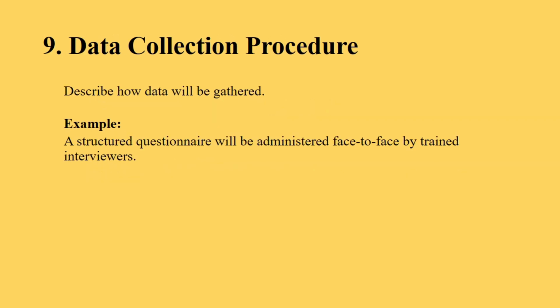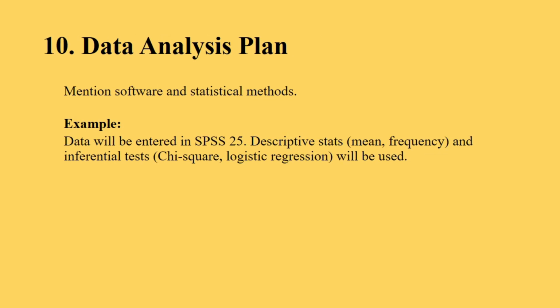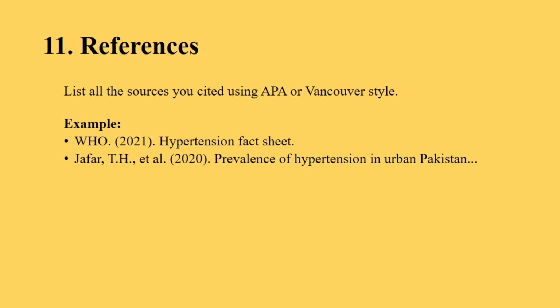Data collection procedure. In the data collection procedure, we describe how data will be gathered. For example, a structured questionnaire will be administered face to face by trained interviewers. Data analysis plan: mention software and statistical methods. For example, data will be entered in SPSS version 25, descriptive statistics such as mean and frequency, and inferential tests such as chi-square and logistic regression will be used. References: list all the sources you cited in your synopsis in APA or Vancouver style.